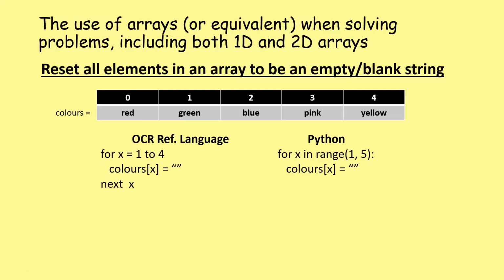So we've got the colors array, we've got red, green, blue, pink and yellow. We want to reset all that. So we just loop through every element in the array, and we just set every position to a blank string. If it was a set of numbers and we wanted to replace everything with, say, a 0, we would just say 0 instead of a blank string here, and that would just reset everything.